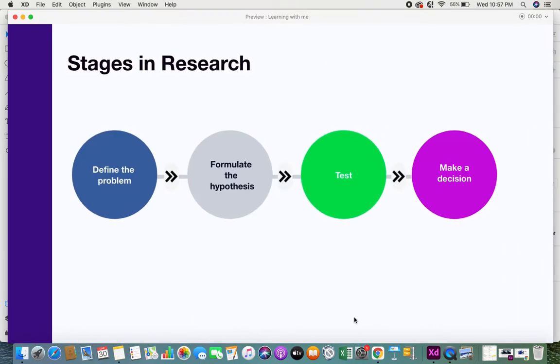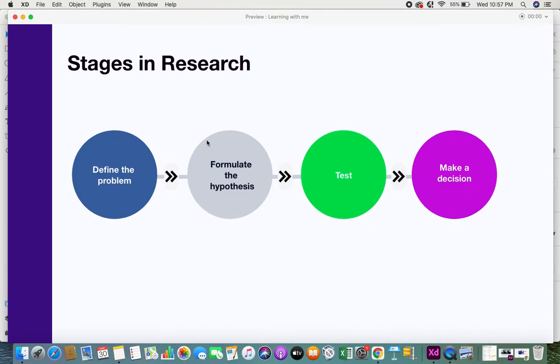So when you do a research, there are different stages. Some sources might show 7, 8, or 6 stages, but on a high level there are these 4 steps in a research. The first one is you define the problem, and after defining the problem you formulate the hypothesis. After formulating the hypothesis, you test it out with your data, and later on, based on the results, you make a decision. So these are the entire stages of a research.